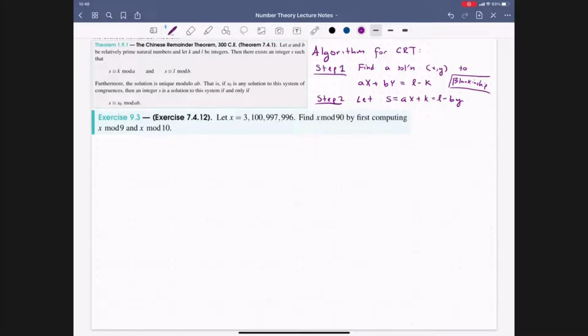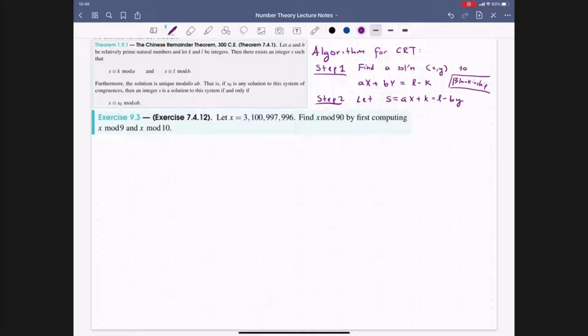So for our next example, we are going to go ahead and consider the following. We're going to let x be 3,100,997,996, and we want to find what this number is modulo 90. Now, we know that we have tests for congruence modulo 9 and 10, and so instead of going about this and figuring out what the remainder of this number modulo 90 is, we're going to build it from only knowing what is happening modulo 9 and 10.